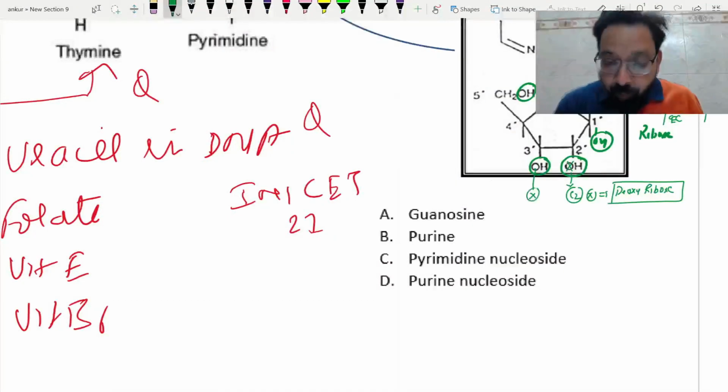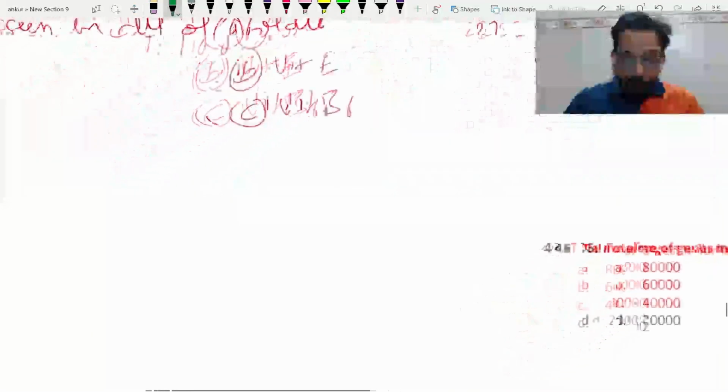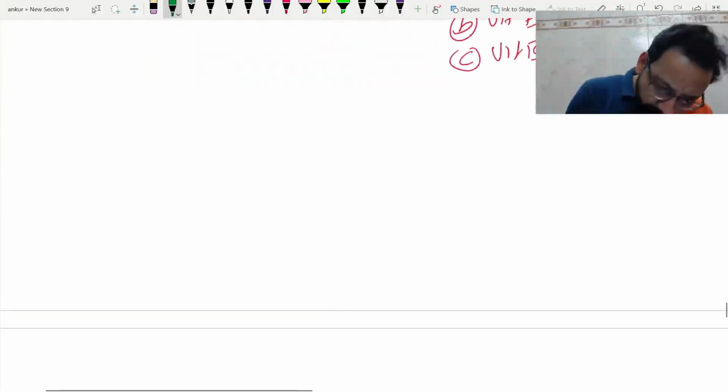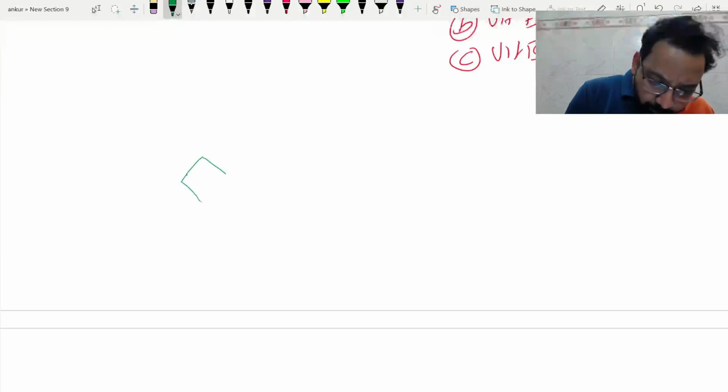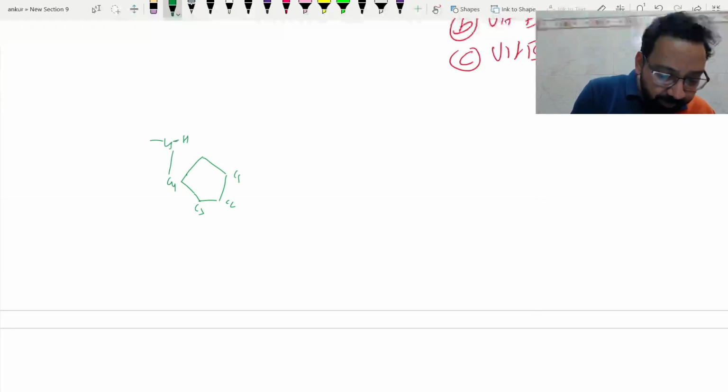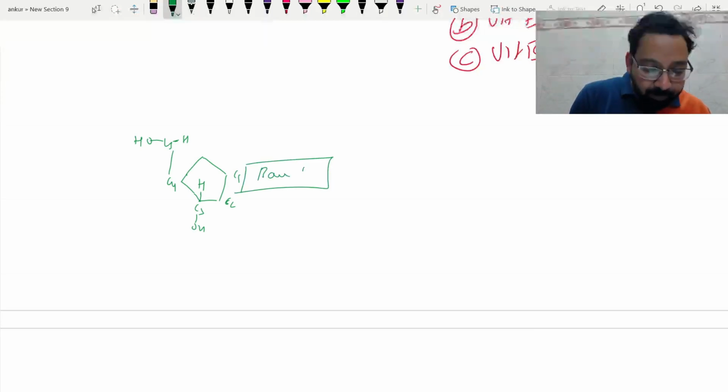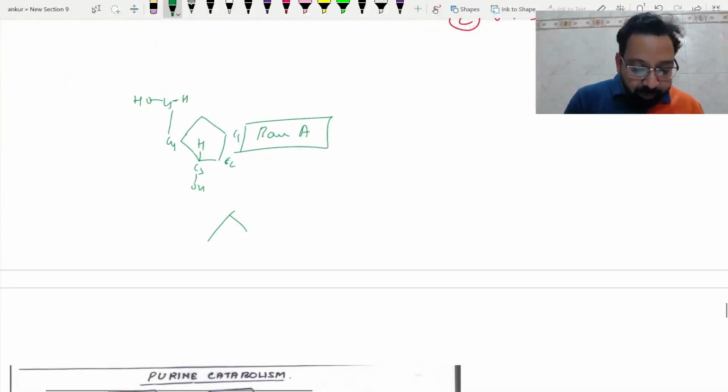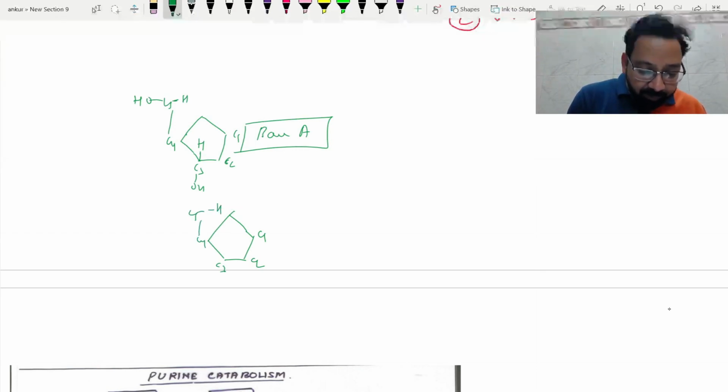If I remove oxygen from C3 also, this becomes dideoxyribose. This question was asked. I draw it here. Suppose this is a pentose sugar, C1, C2, C3, C4, C5. C5 has HOH, C3 has HOH, C2 I don't mention. We found that C1 binds with a base, suppose A. I draw another pentose sugar, C1, C2, C3, C4, C5. C5 has HOH. This is OH, this is OH.